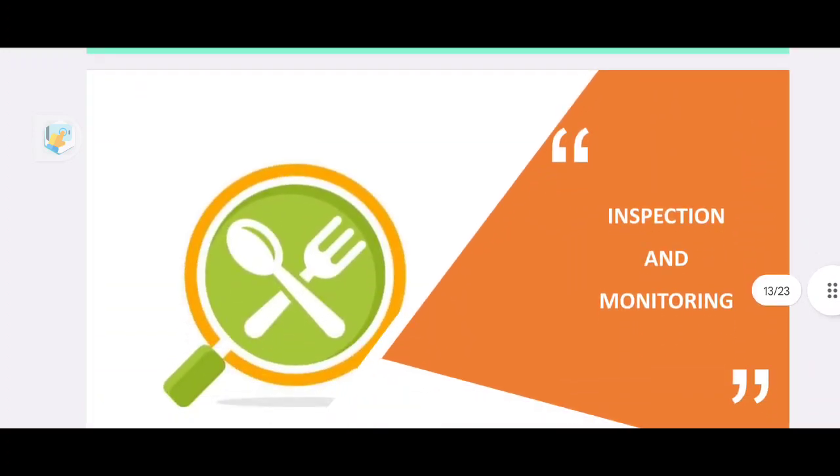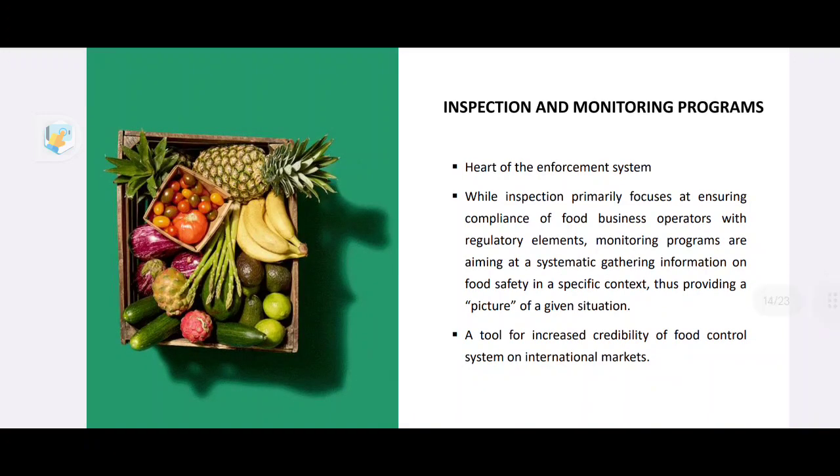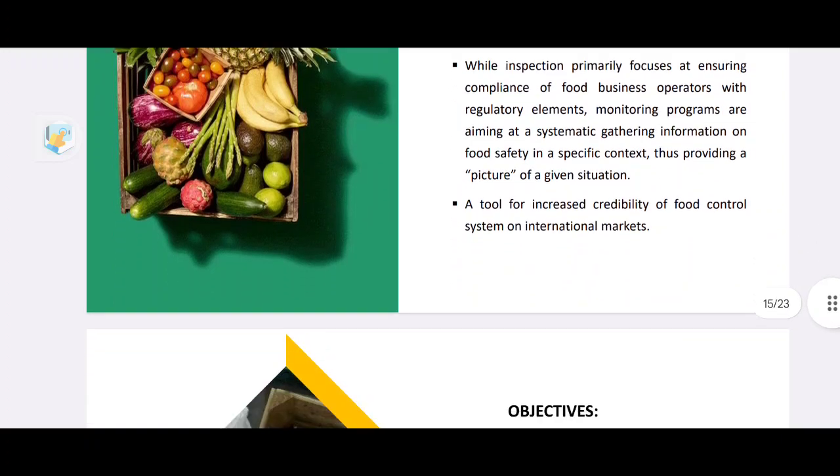Now let's move on to inspection and monitoring. Inspection and monitoring programs are the heart of the enforcement system. While inspection primarily focuses on ensuring compliance of food business operators with regulatory elements, monitoring programs aim at a systematic gathering of information on food safety in a specific context, thus providing a picture of a given situation. This is a tool for increased credibility of the food control system on international markets.